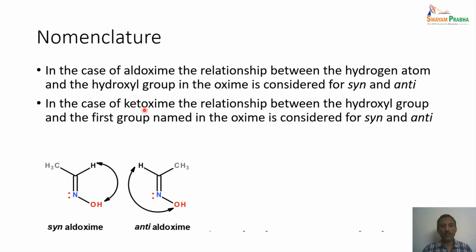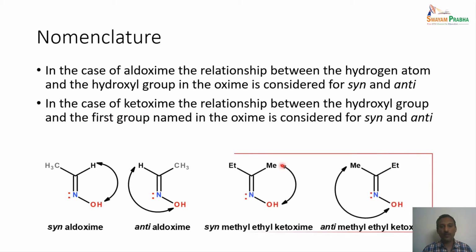And if you look at ketoximes, we have two possibilities. In this particular case, let us look at it: a methyl group is there, an ethyl group is there. So this compound can be named after the methyl ketoxime or an ethyl ketoxime. So that way we can actually give the name in different ways, because this is given as methyl ethyl ketoxime.